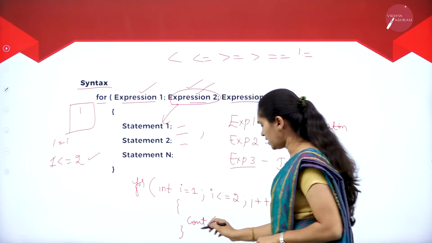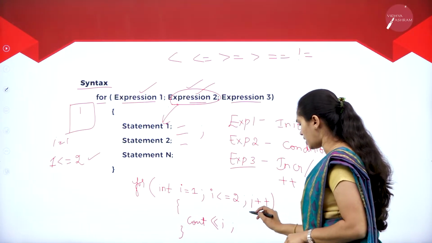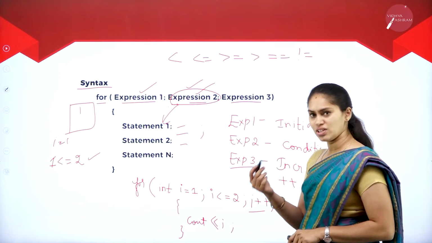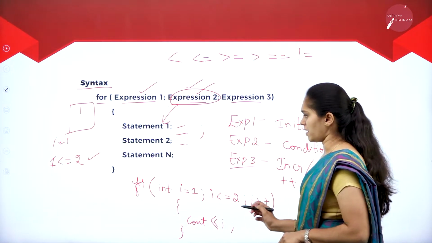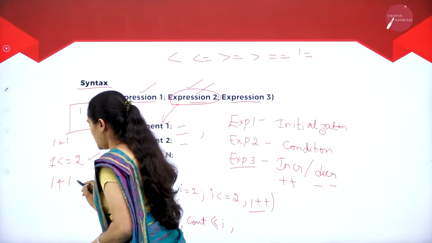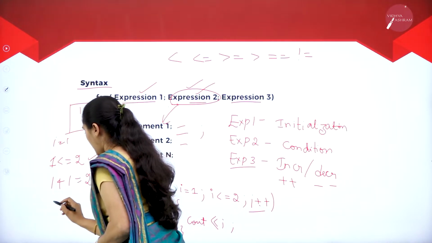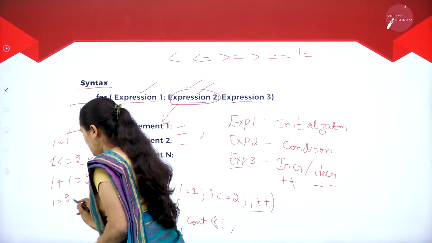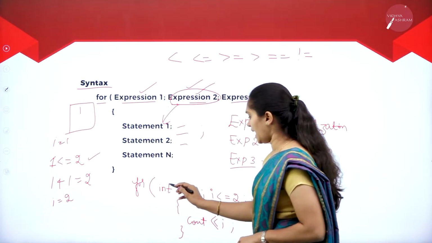Next, after this execution, the control has to move to expression 3, that is i++. I was 1, then 1 plus plus indicates 1 plus 1. Now my i value is 2.